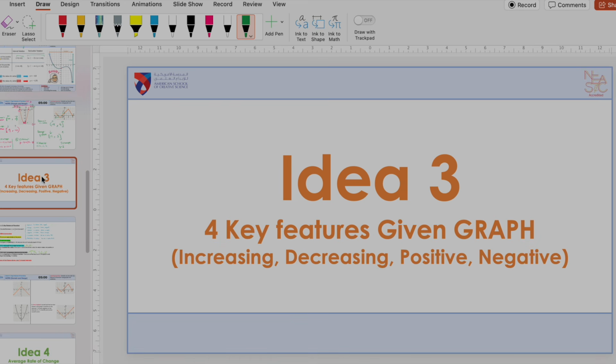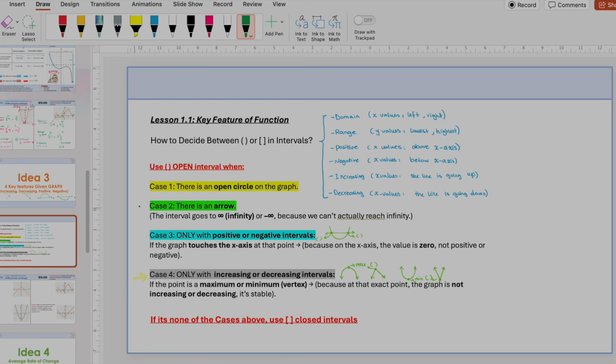Next idea. We're going to talk about 4 key features. Increasing means going up. Decreasing means going down. Positive means when my graph is above the x-axis. Negative when my graph is below the x-axis. Okay? These key features, they are very sensitive. You only read x values of them.